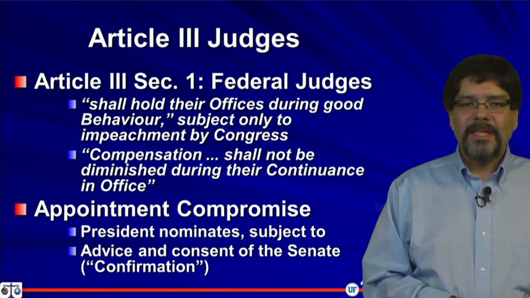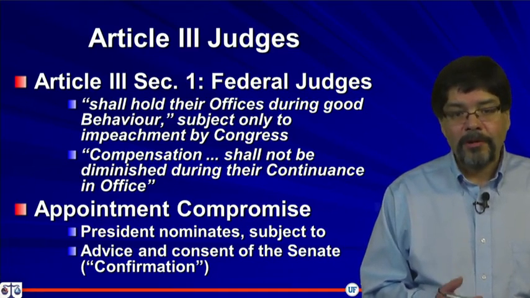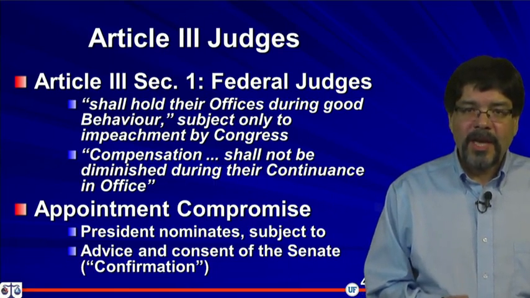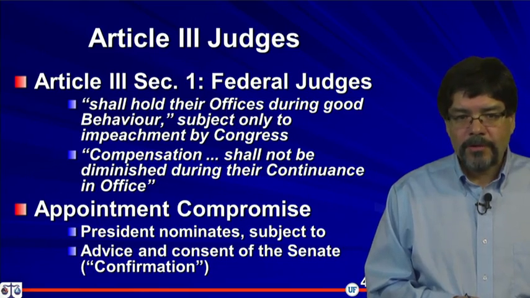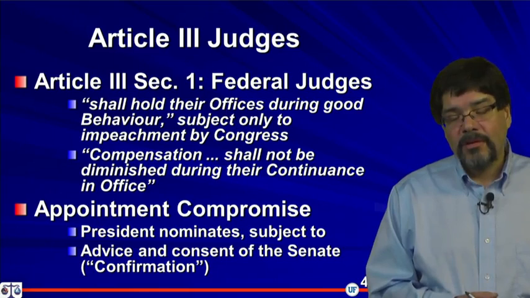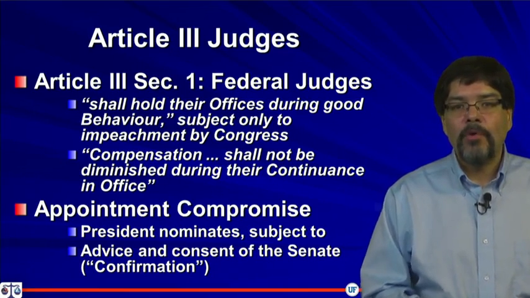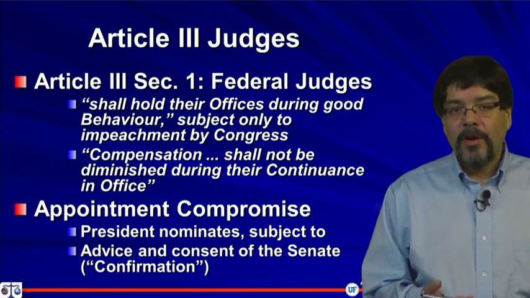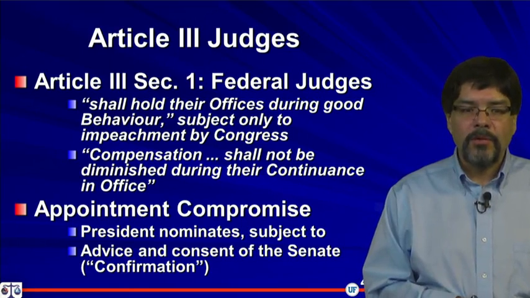Article 3 judges. The members of the federal judiciary who belong to so-called Article 3 courts are called Article 3 judges because Article 3, Section 1 of the Constitution itself designates them as federal officials. And it states that federal judges shall hold their offices during good behavior, meaning that they're subject only to impeachment. That is why we generally refer to a federal judge as a lifetime appointee. They can only leave office upon retirement or death or upon impeachment. That's the only involuntary way for a federal judge to leave his or her position.